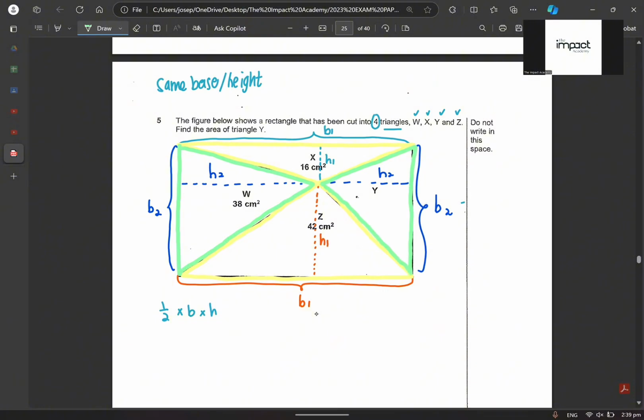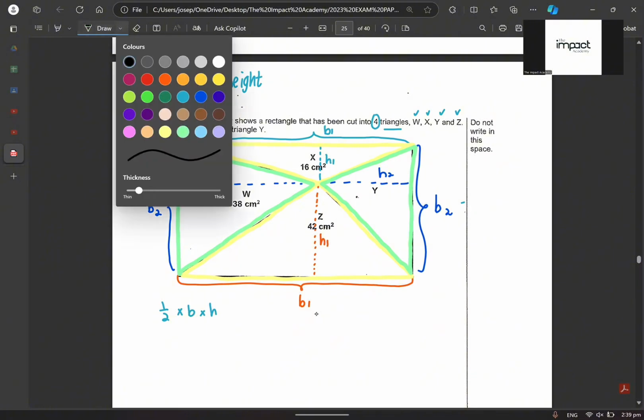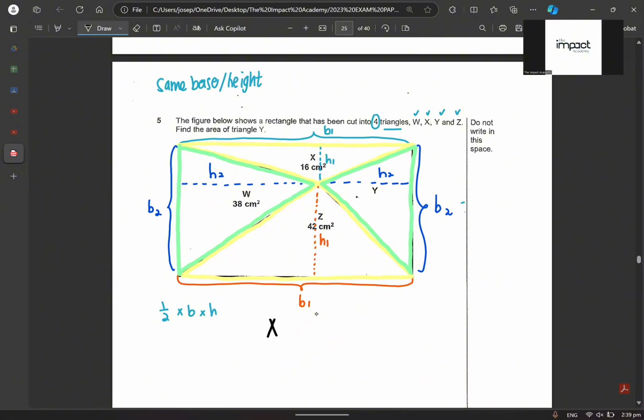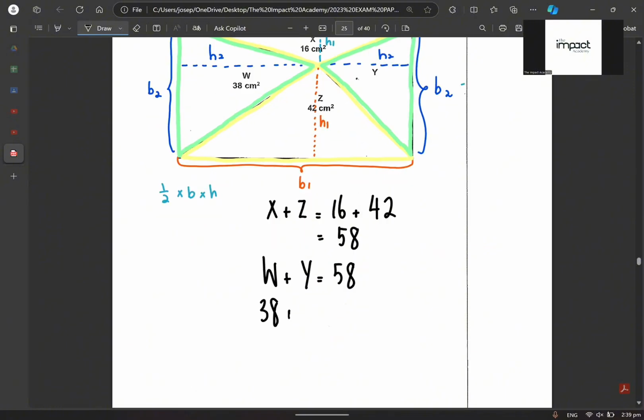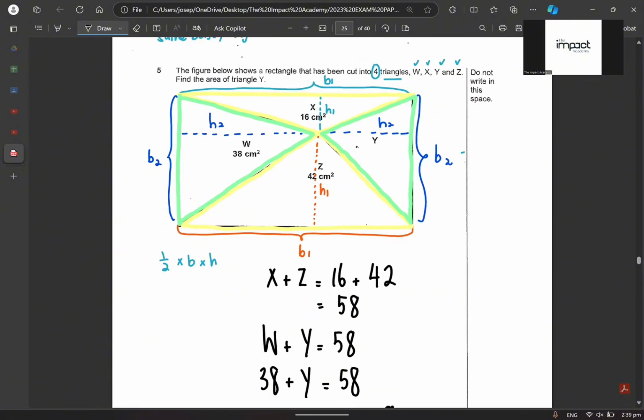Because we know that they have the same area, I can simply say that X plus Z is equal to 16 plus 42. When I do 16 plus 42, we get an answer of 58. You can see that W plus Y is also equal to 58. Since we are trying to find Y, we say 38 plus Y is equal to 58. So Y is equal to 58 minus 38, and we get an answer of 20 centimeters squared.